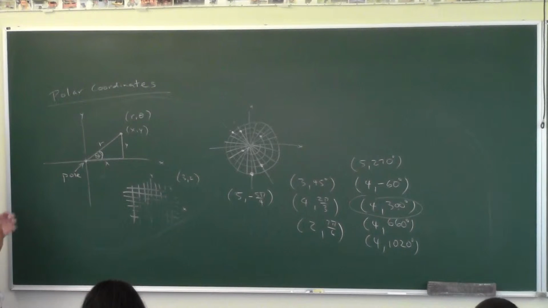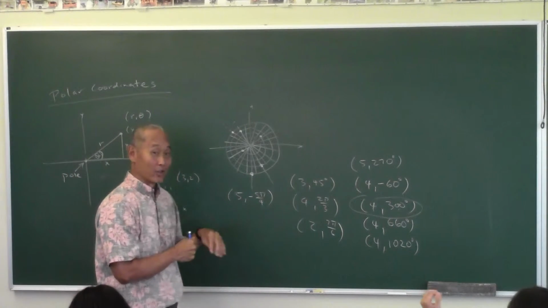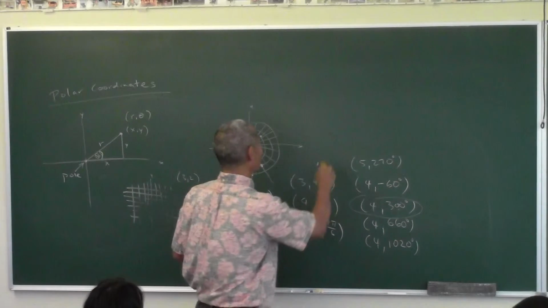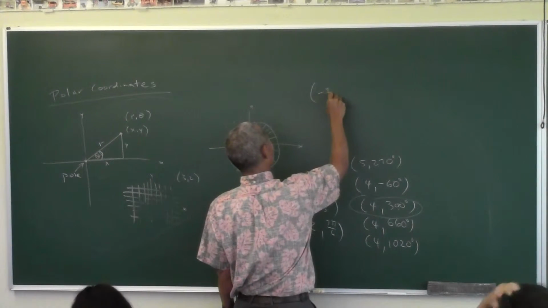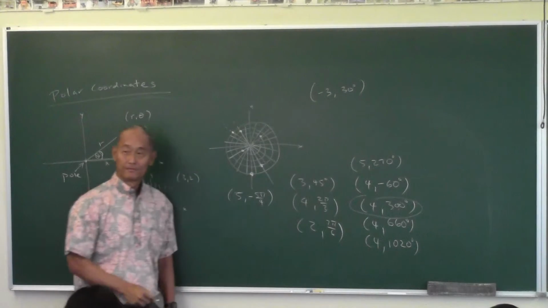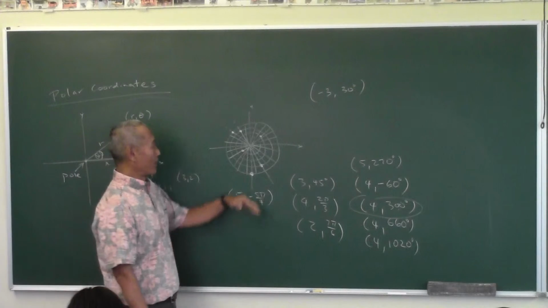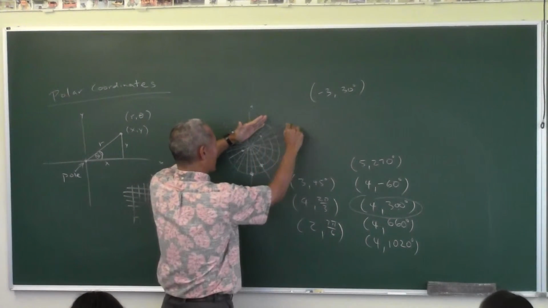Okay, now this is where students get confused. What happens when r is negative? Exactly, you go the opposite direction. So let's do an easy one. How about negative 3, 30 degrees? So from here, you measure off 30 degrees. It's on the bottom, yeah? That would be right here.